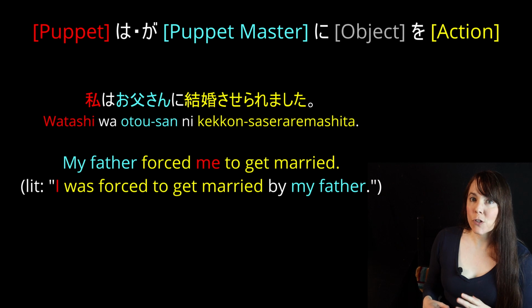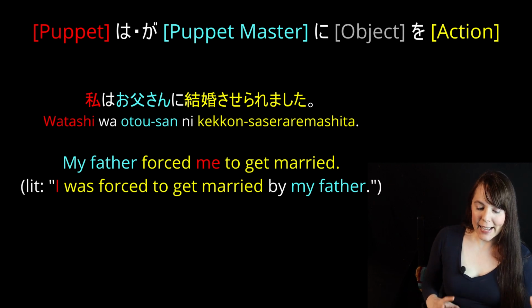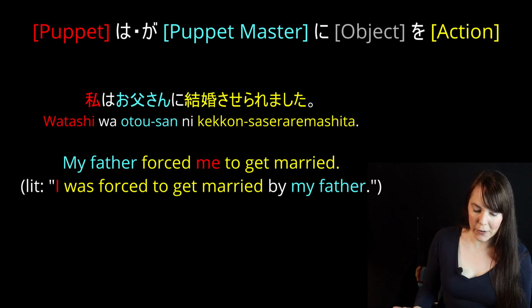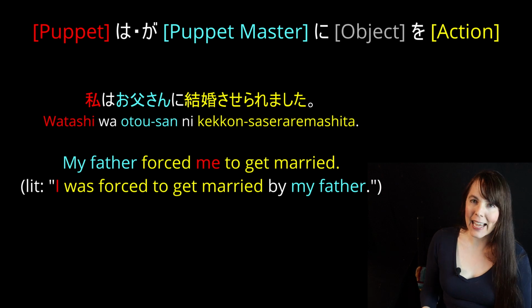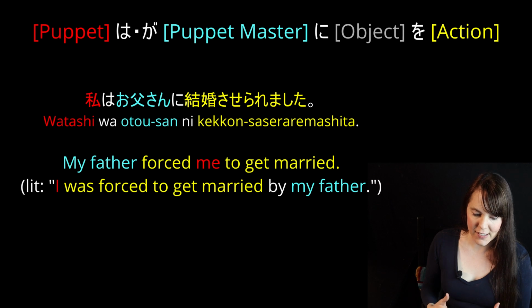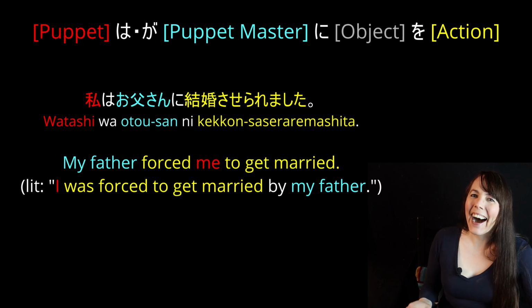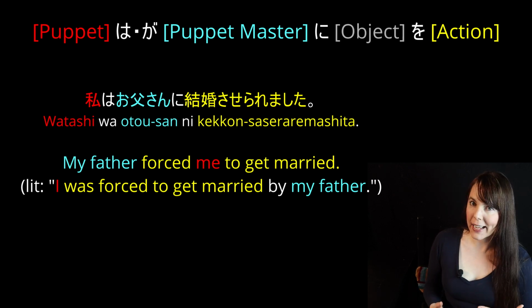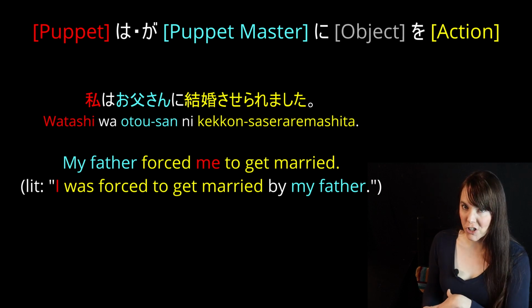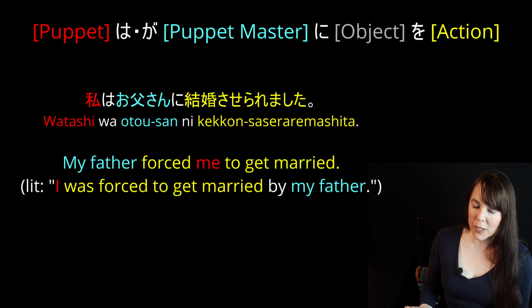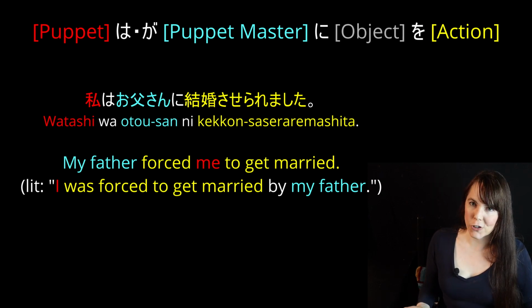お父さんに, so お父さん is the puppet master because of ni. 結婚, you may recognize that verb. It's 結婚する ordinarily, which is to marry. But this is 結婚させられました. So watashi, I am the person I'm talking about here. I'm the subject of the sentence. I'm also the puppet. I was forced to get married, basically, is that version of 結婚する, 結婚させられました, past tense. I was forced to get married by my father is literally what that is. But in more natural, less stilted English, we would just say, my father forced me to get married.